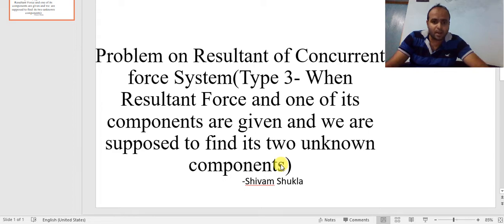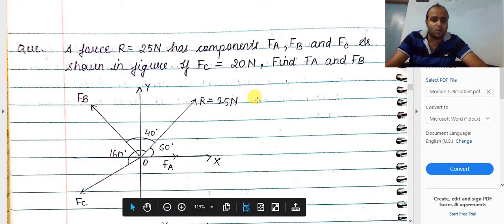This is Shivam Shukla, and here I am to solve a problem on resultant of concurrent force system. It's a type 3 problem. The problem goes as: when a resultant force and one of its components are given and we are supposed to find its two unknown components. It's a university problem for 4 marks. Let's see how the question statement goes.